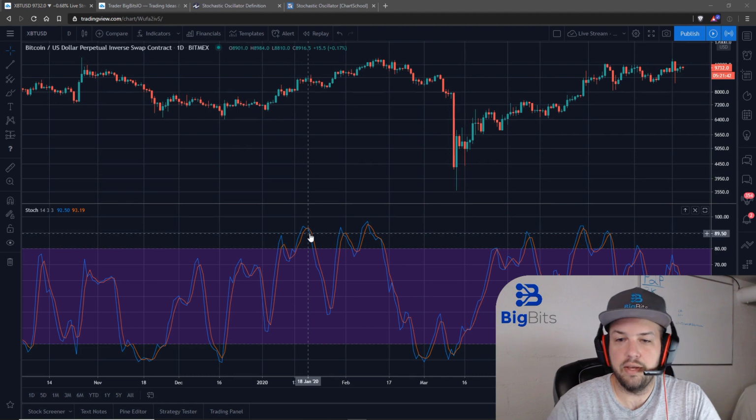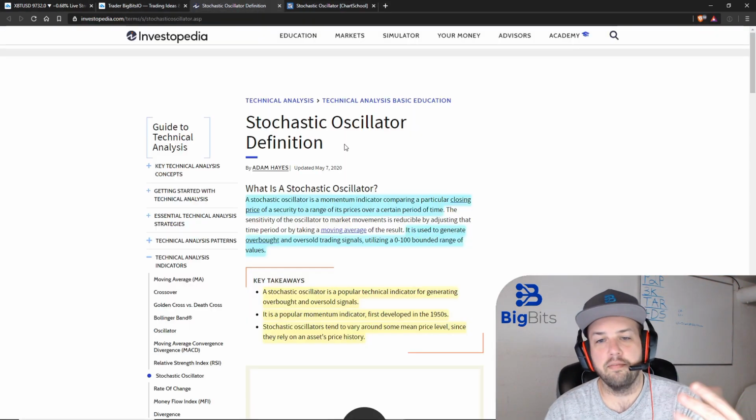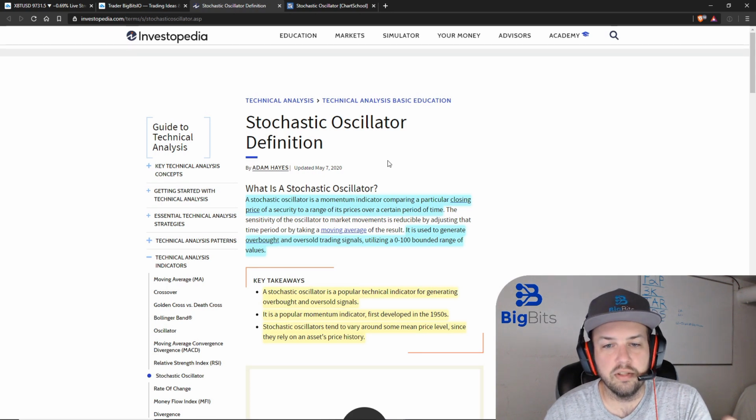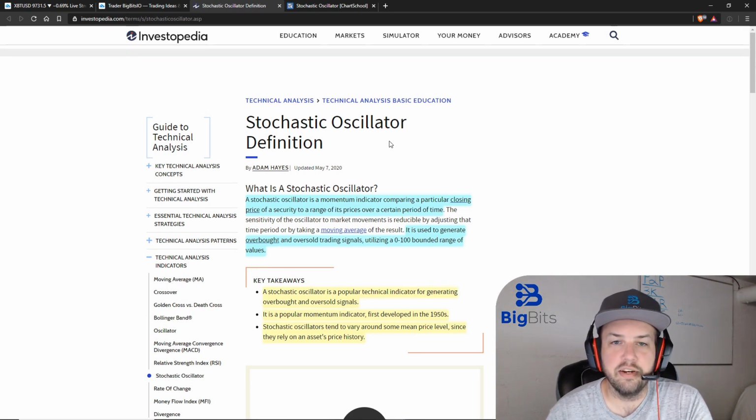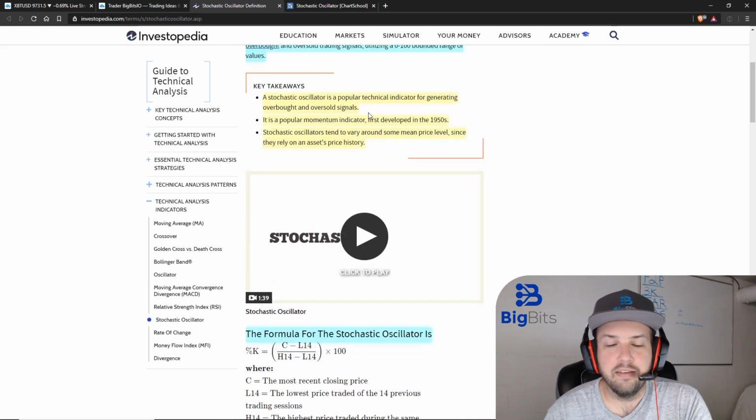So let's dig a little bit deeper on this, and I've pulled up the Investopedia article. I'm going to read over some of the things on here, and after we do this, we are going to move on to the calculation to show you how that actually works. I've already mentioned this is an oscillating indicator between 0 and 100, and the key takeaway they have is that it's a popular indicator for generating overbought and oversold signals.